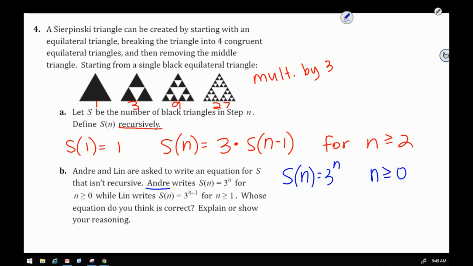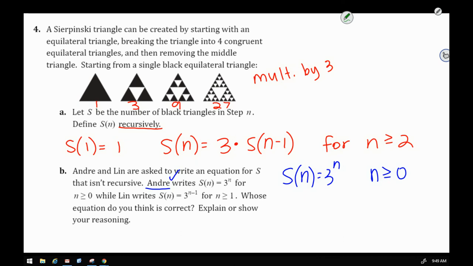If this is 0, then 0, 1, 2, 3. What's 3 to the 3rd power? 27. Does that work? Yep. So Andre's does work. His works just fine.